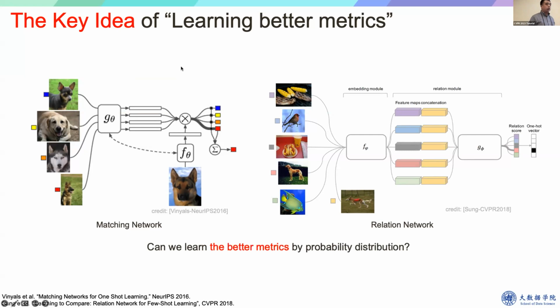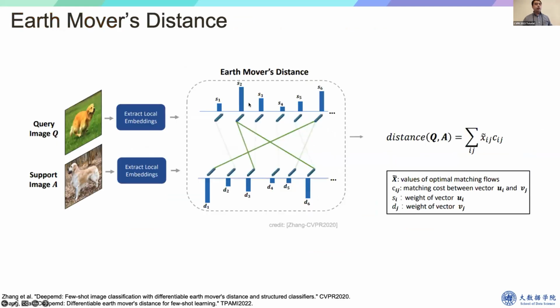Then it is straightforward to ask, can we learn a better metric by introducing some probability distribution? In the following, we will introduce several works in this direction. The first work is DeepEMD, which was introduced in Tim's talk. DeepEMD utilizes the Earth Mover's Distance in few-shot learning. It models the similarity based on the transportation cost between the query image and the support image. The EMD generates the optimal matching flow between structural elements that has the minimum matching cost, which is used to calculate the image distance for classification.